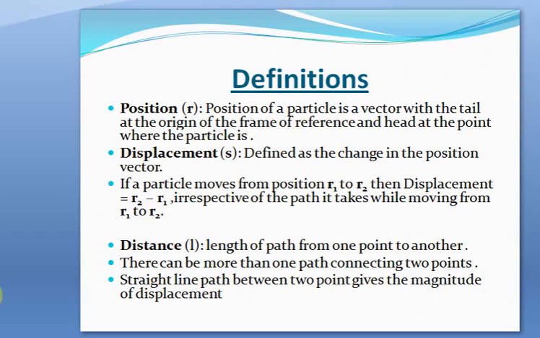Now let's define displacement and distance. Displacement is also a vector quantity which is defined as the change in the position vector. So suppose a particle is at position vector r1 initially, and after some time it moves to position vector r2. Then the displacement of the particle will be given as vector r2 minus vector r1, irrespective of the path the particle takes while moving from r1 to r2. And the distance is defined as length of path from one point to another. Distance is not a vector quantity, it's a scalar quantity. So now let's see the difference between displacement and distance through an animation.